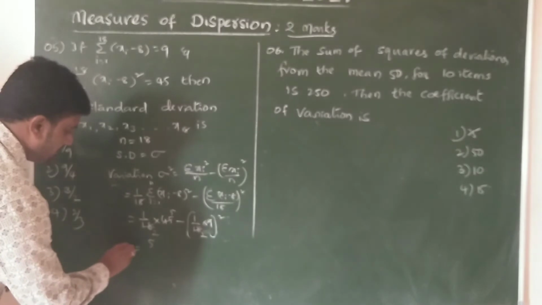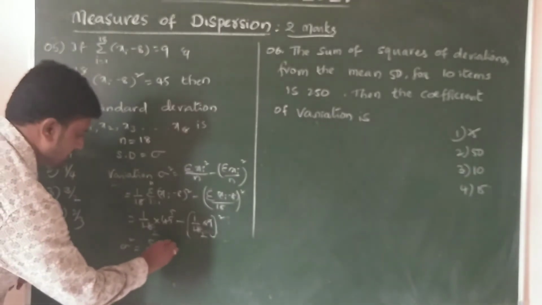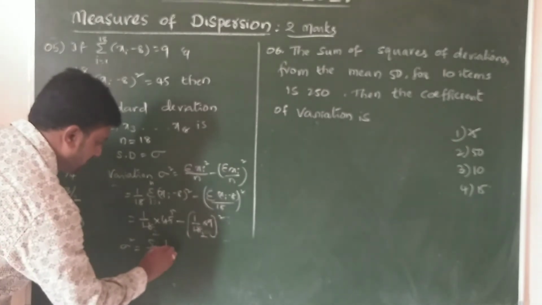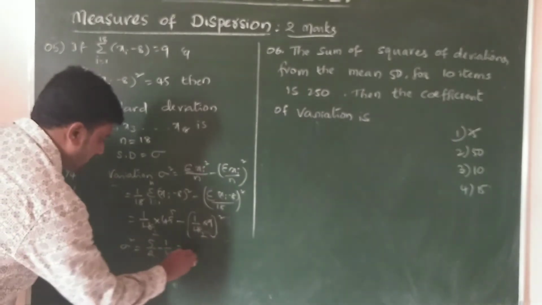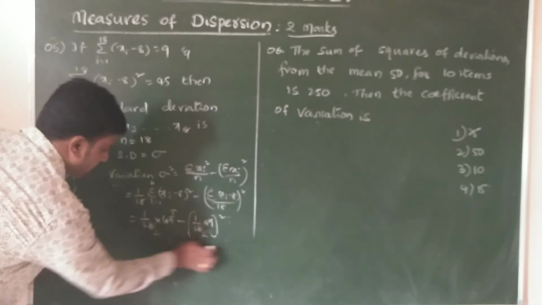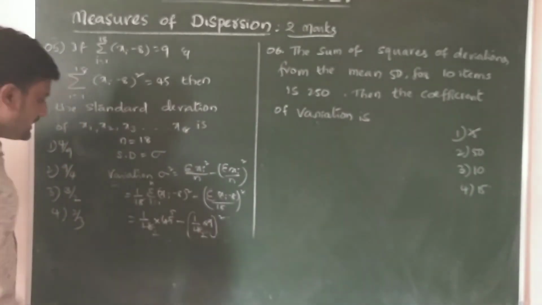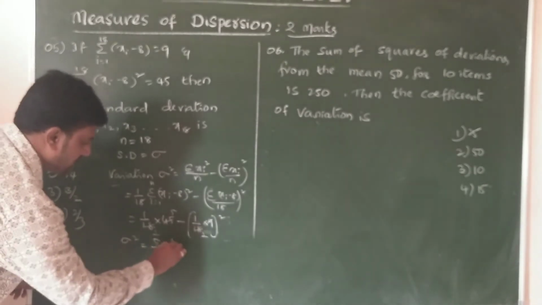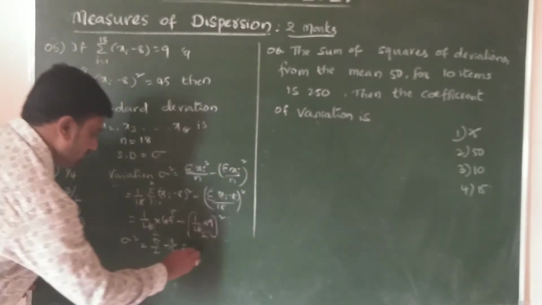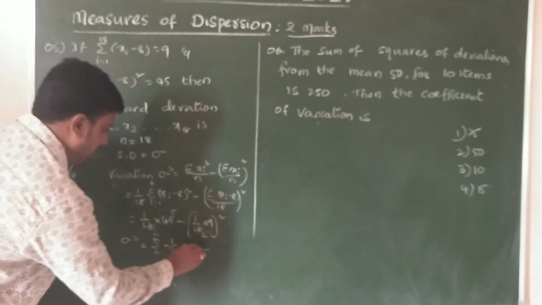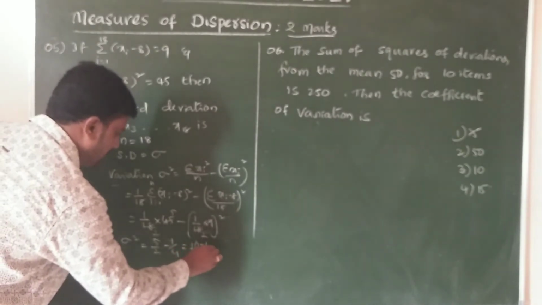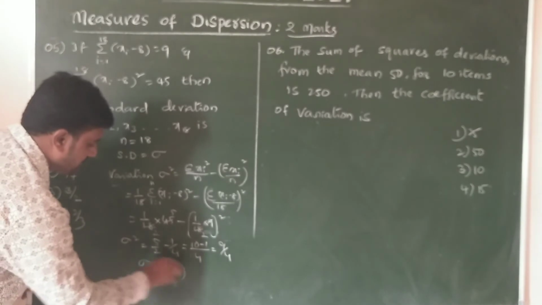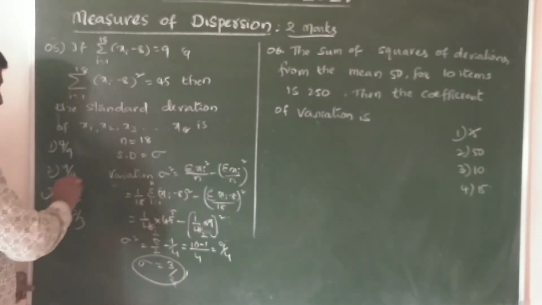Sigma square equals 5 by 2 minus 9 by 4, that is 1 by 4, then LCM is 4, okay. Now sigma square equals 5 by 2 minus 1 by 4 equals, it is 4, now 10 minus 1 equals 9 by 4, then sigma equals 3 by 2, yes or no? Our option is the third one.